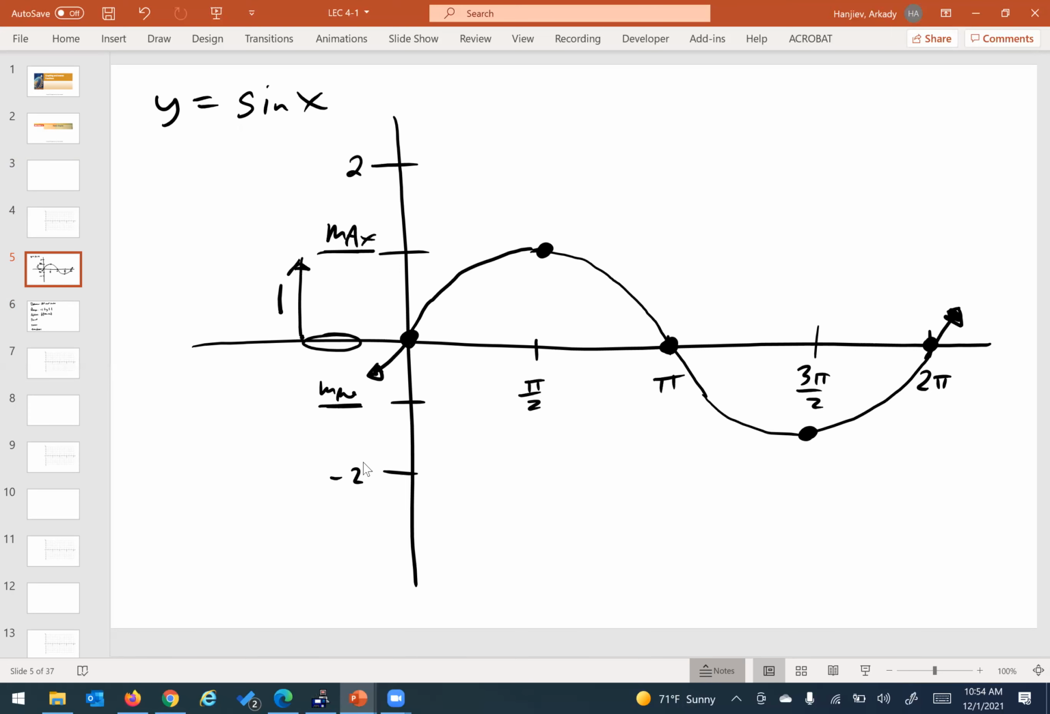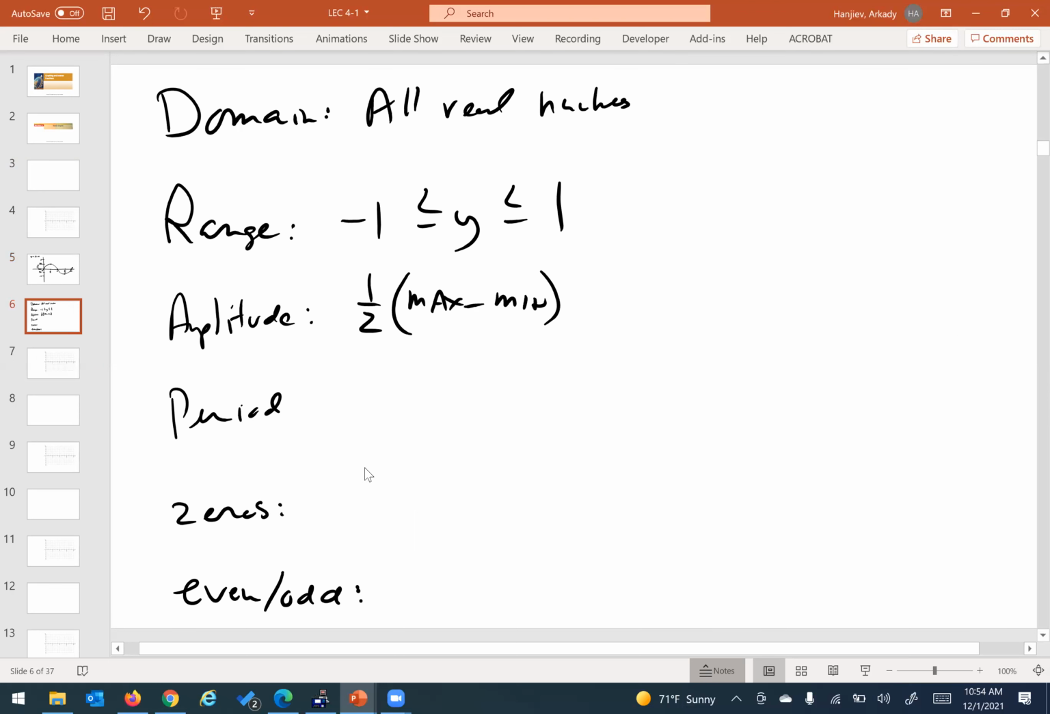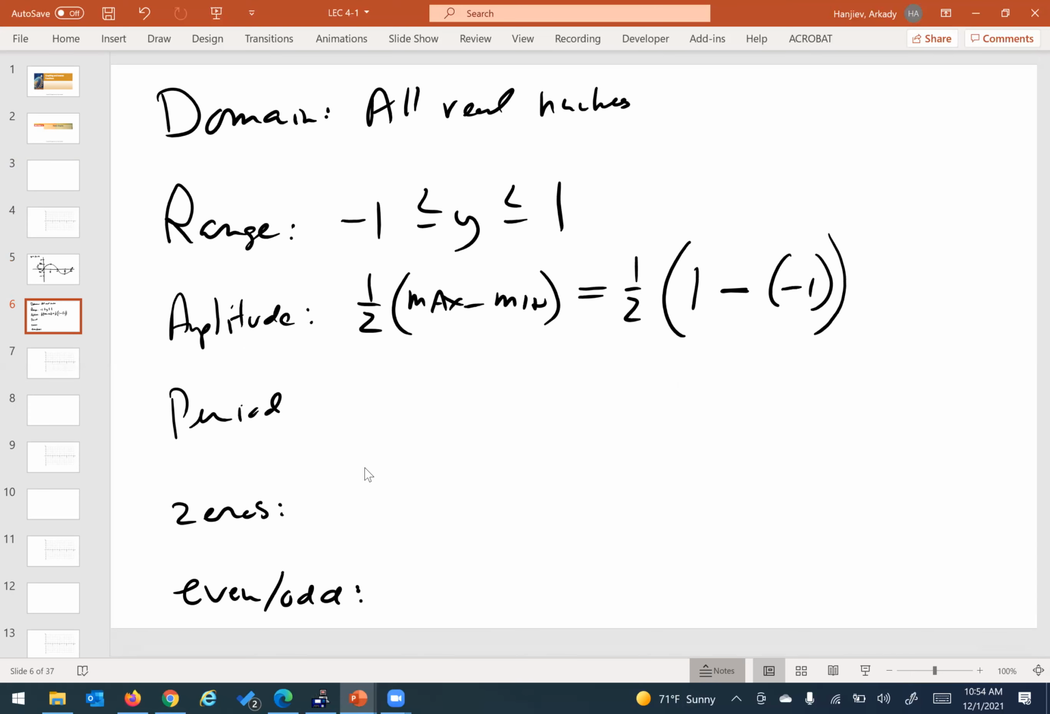That's amplitude. If we actually want to do it by formula, it would go like this: the maximum value is 1, so one half of 1 plus 1, minus the minimum value of -1. So that'll be half of 2, which is 1.